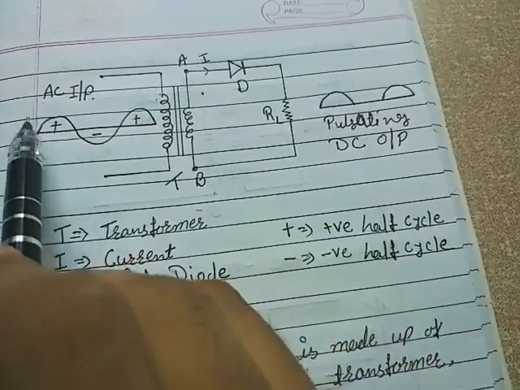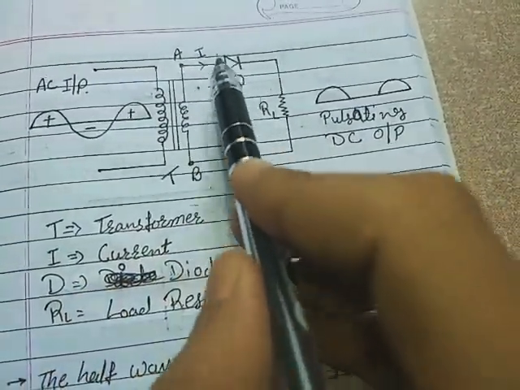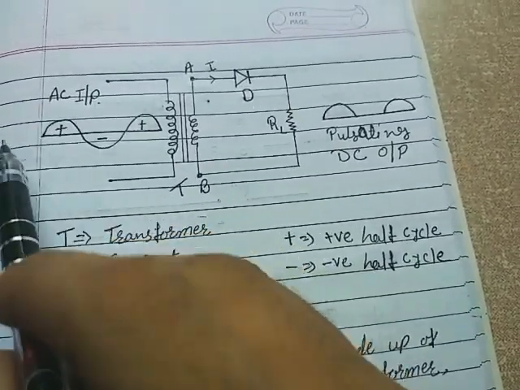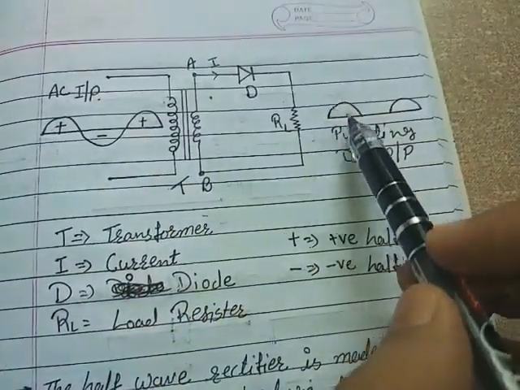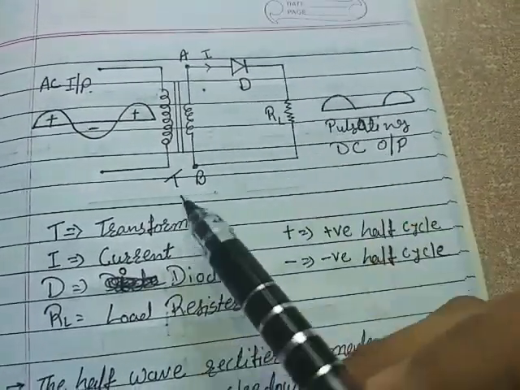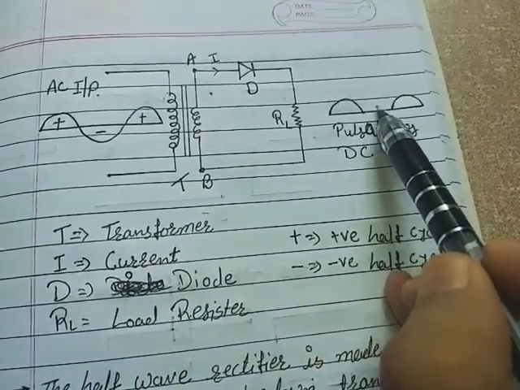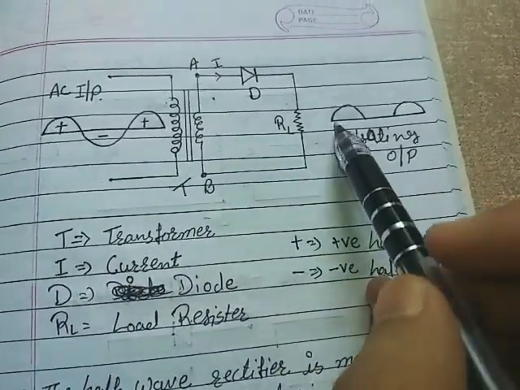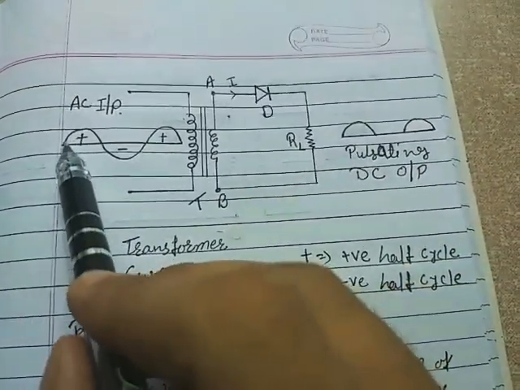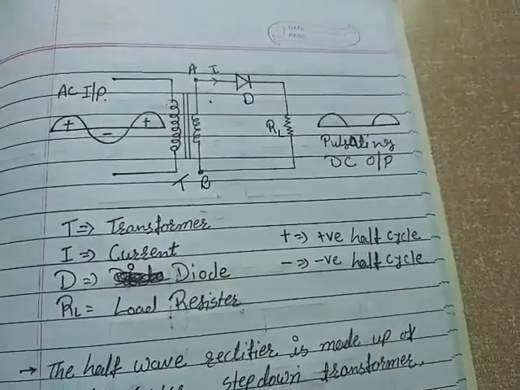Only the positive half of the cycle is able to flow through the diode. So whenever at the input end we have a positive half cycle, the output is available across the load resistor, and whenever there is a negative half cycle there will be no output. Hence it is known as a half wave rectifier. It converts only one half of the input signal, either positive or negative.